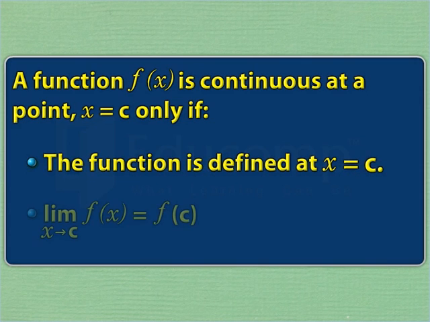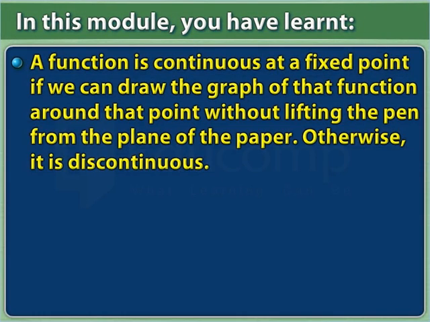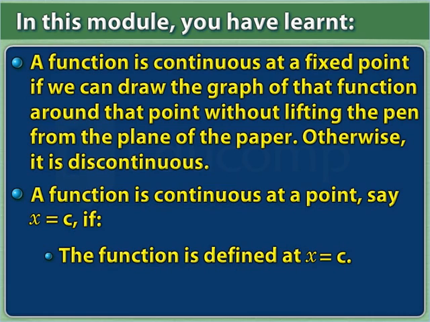at that point and the value of the function equals the limit of the function at that point. In this module, you have learned a function is continuous at a fixed point if we can draw the graph of that function around that point without lifting the pen from the plane of the paper. Otherwise, it is discontinuous. A function is continuous at a point, say x equal to c, if the function is defined at x equal to c, and the limit of the function equals the value of the function at x equal to c.